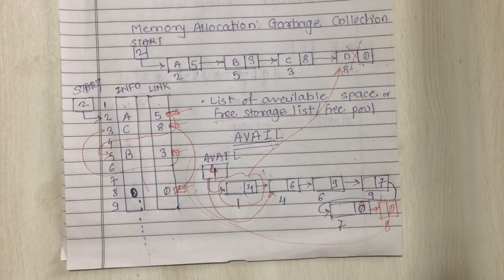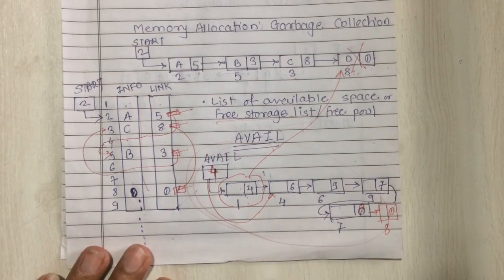Okay, so we'll stop over here. I hope you understand this concept of memory allocation and garbage collection. In the next lecture we'll see the insertion and deletion concept. That time we require this avail list.